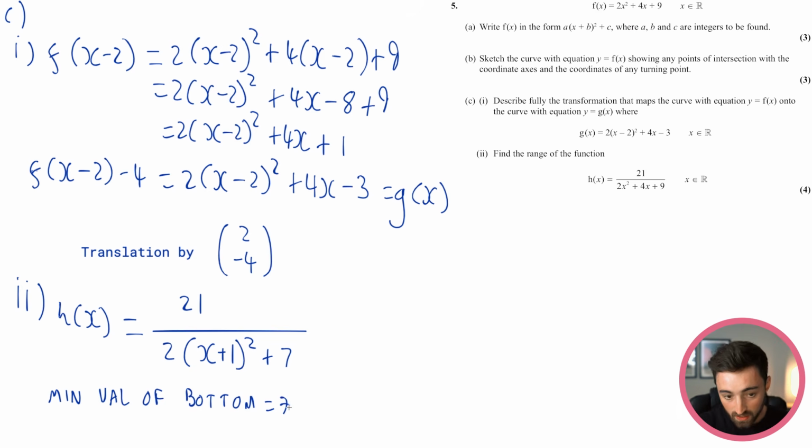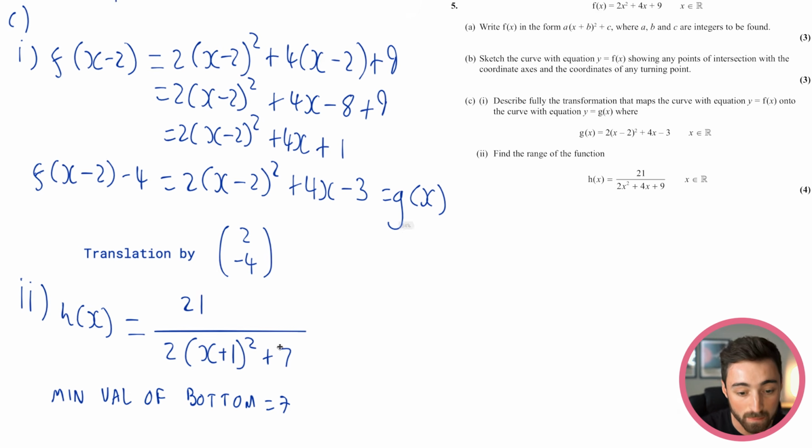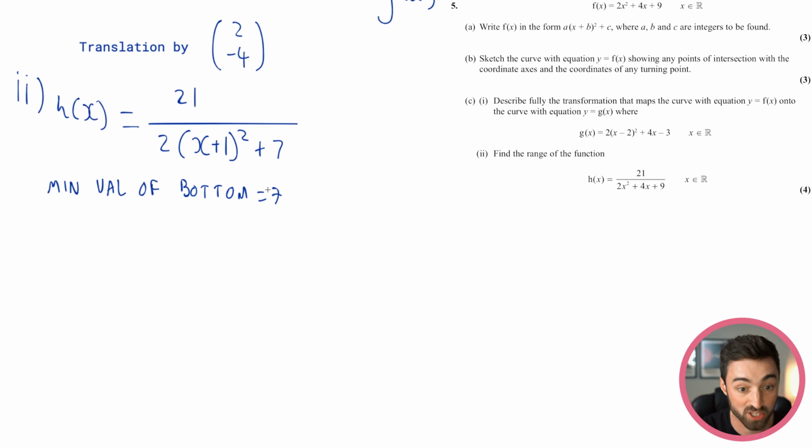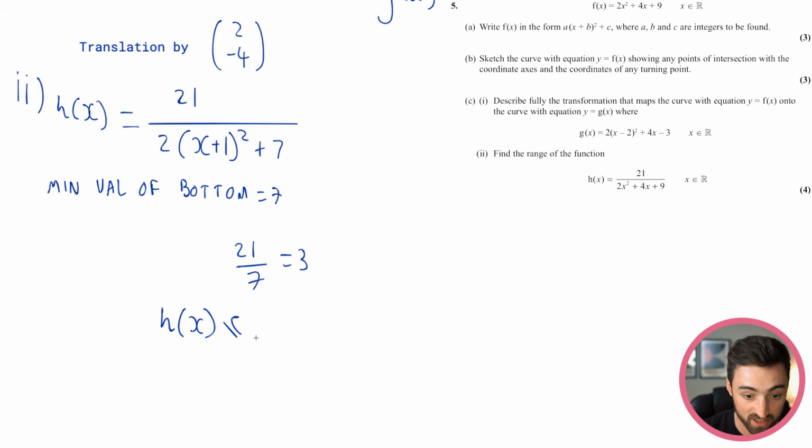So as the bottom increases, the whole h of x actually decreases because we're dividing by a bigger number, aren't we? So the biggest value that this thing can be corresponds to the lowest value of the bottom. So I know that the maximum value of h of x is basically going to be 21 over 7. And 21 over 7, that's 3, right? So I know that h of x has to be smaller than or equal to 3. And it can be equal to 3, can't it? Because when the bottom is 7, this thing is equal to 3.